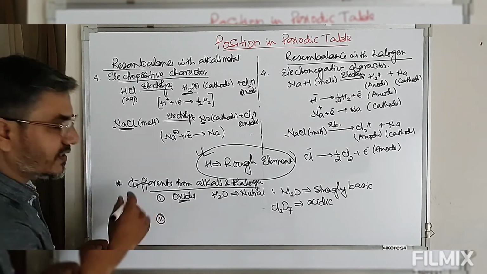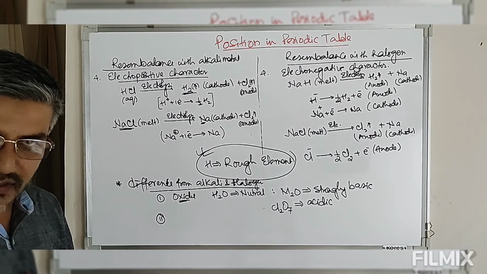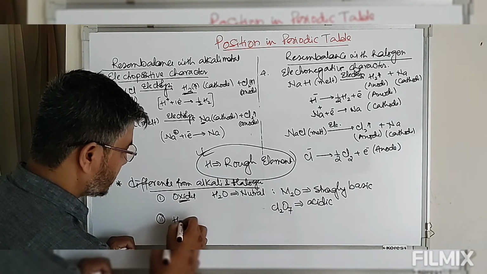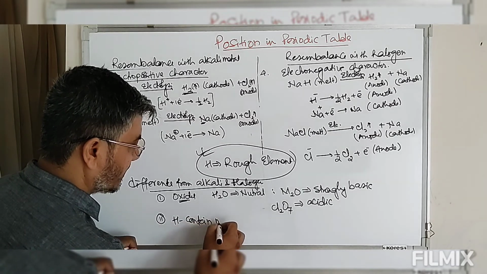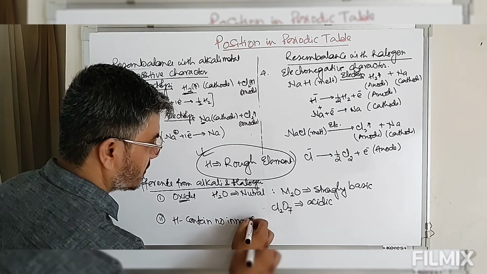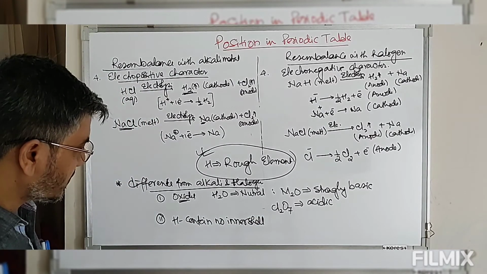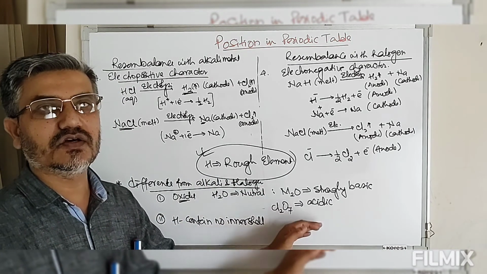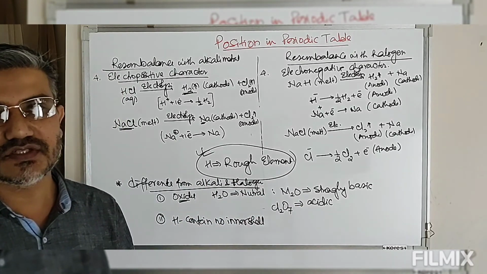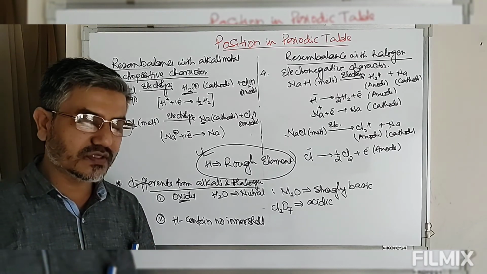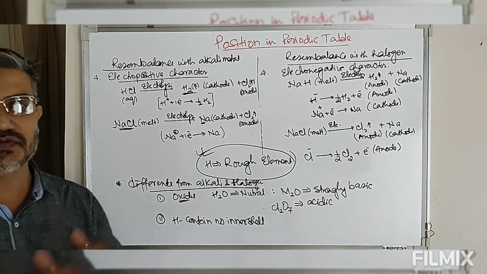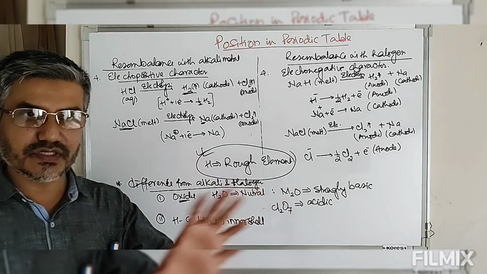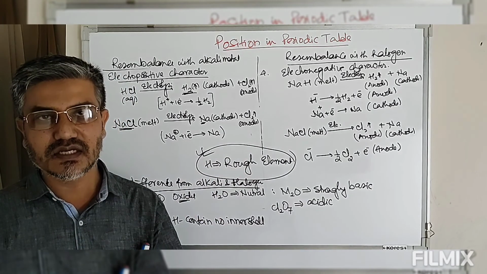The second one is that hydrogen does not have an inner shell, so there are no inner electrons. Hydrogen contains no inner shell, whereas in the case of alkali metals and halogens we have inner shells, and these inner shells contain a number of electrons. So based on this, again there are some properties that show a difference from alkali metals as well as halogens. So apart from these two differences, some of the properties show resemblance with both the alkali metals as well as halogens.